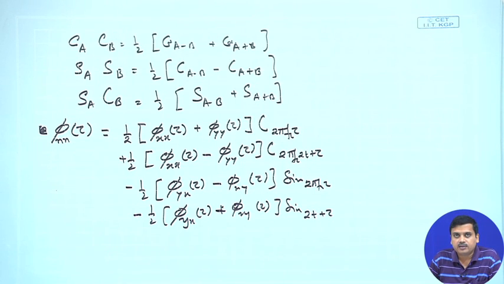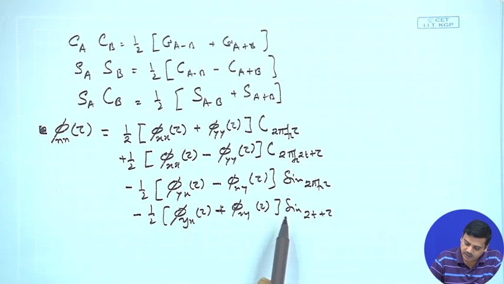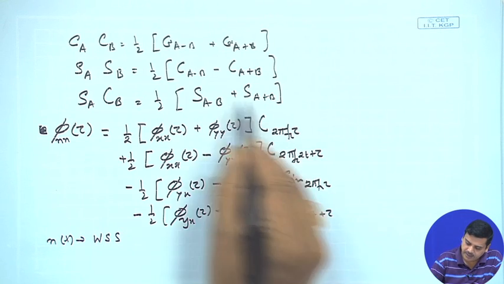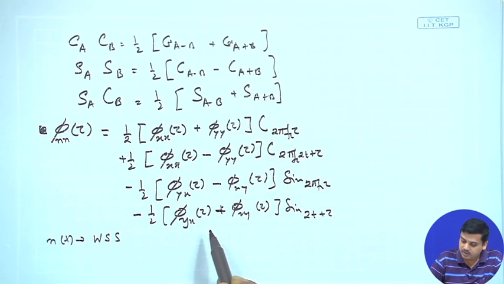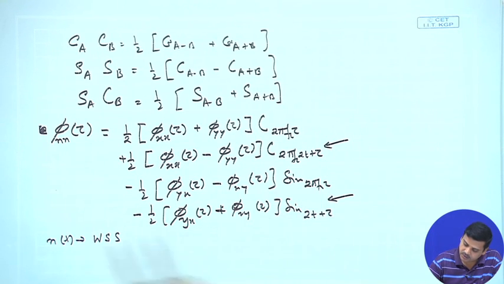So, if we say that n(t) is wide-sense stationary, then what we mean is that the autocorrelation function of n(t) is dependent only on the lag time and not dependent on time. That means if we look at this expression here, it should not have any dependence on t. For it not to have dependence on t, this term and this term, which have dependence on t, should go to 0.